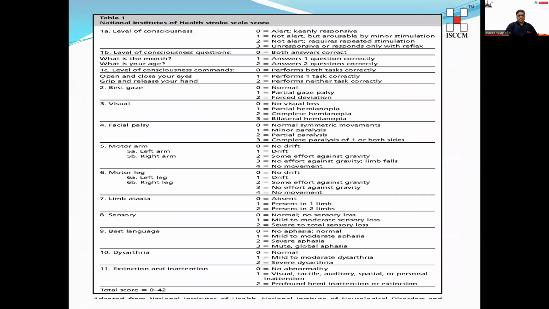This is the NIHSS score. We have 11 parameters to be evaluated. Those parameters are level of consciousness, best gaze, visual, facial palsy, motor arm (left arm and right arm), motor leg (left leg and right leg), limb ataxia, sensory, best language, dysarthria, and extinction or inattention. The score ranges from 0 to 42.